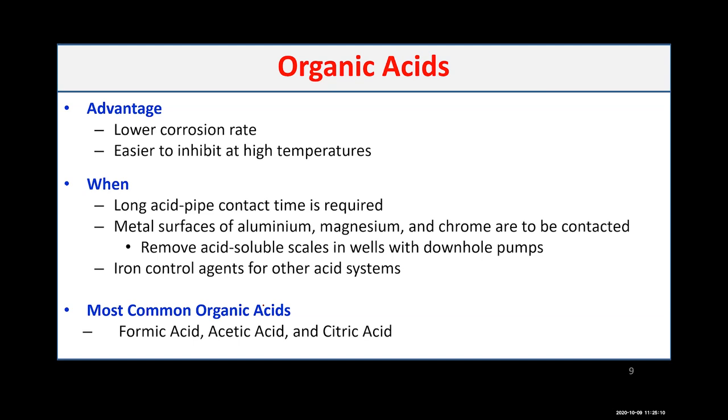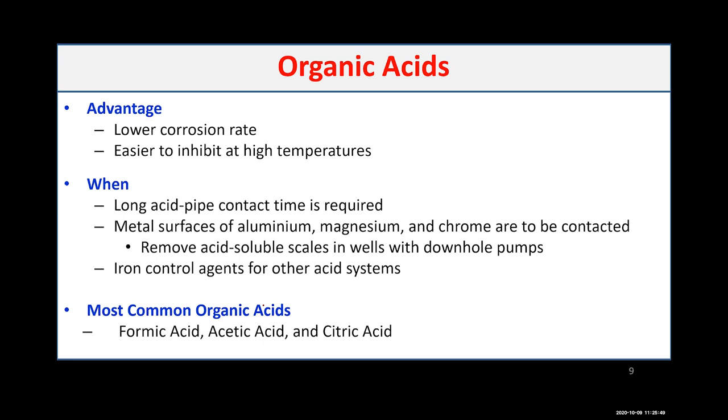Going to the other type of acid, organic acids. Again, we have formic, acetic, and citric. And the three we actually use when HCl cannot be used. A lot of the time, we need a low corrosion rate, and that happens when we are pumping acid at a low rate, or we're expecting the acid will stay in contact with the pipe for a long time. Then HCl will be a little bit more corrosive to be left inside the tube. Therefore, we are using organic acid in this condition.